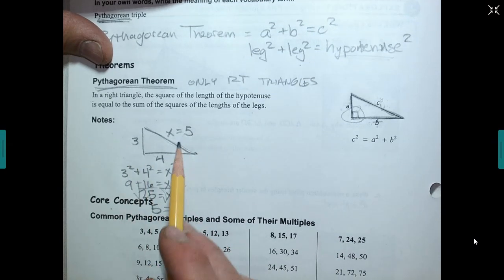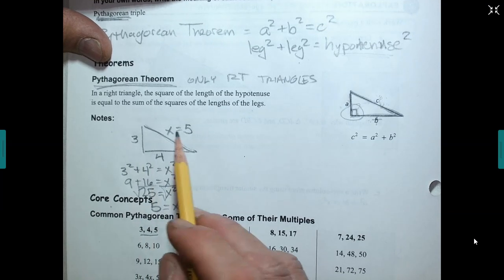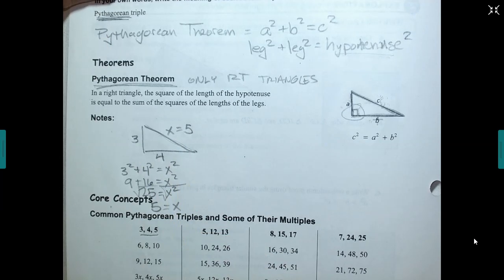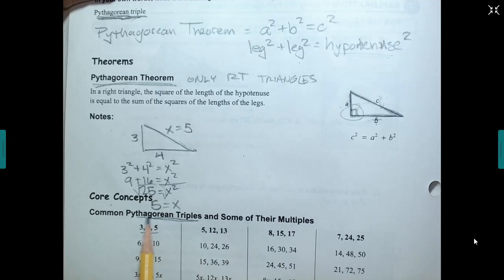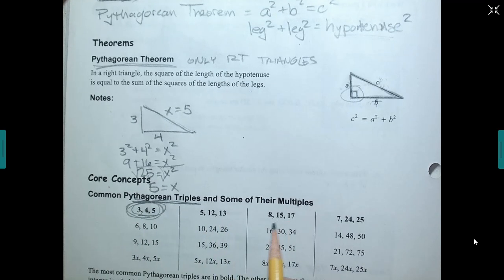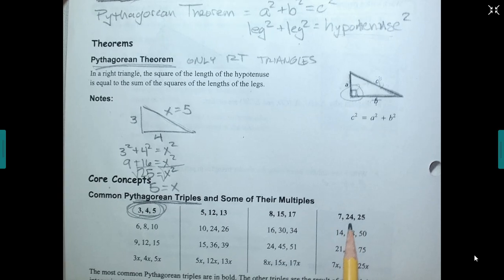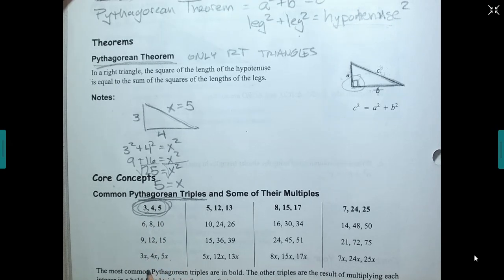3, 4, 5. Look at this. So this is what's known as a Pythagorean triple. A Pythagorean triple is one that comes out perfectly. So 3, 4, 5; 5, 12, 13; 8, 15, 17; 7, 24, 25. Those are Pythagorean triples. These are multiples of Pythagorean triples. If I multiply each by 2, multiply each by 3, by whatever, by x, I get the same thing. So these are Pythagorean triples.